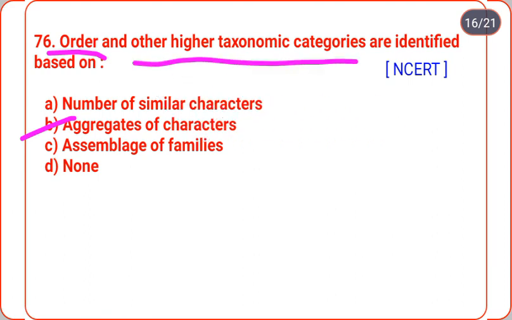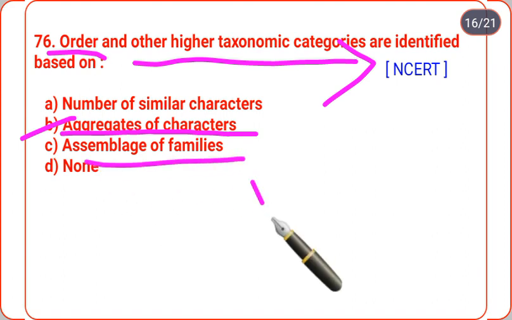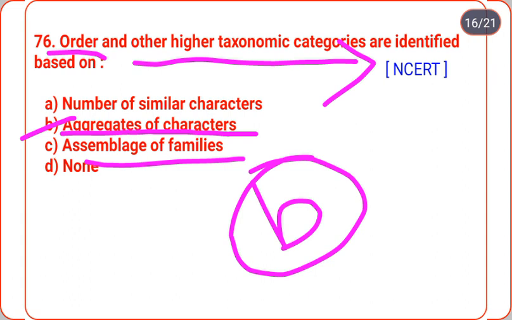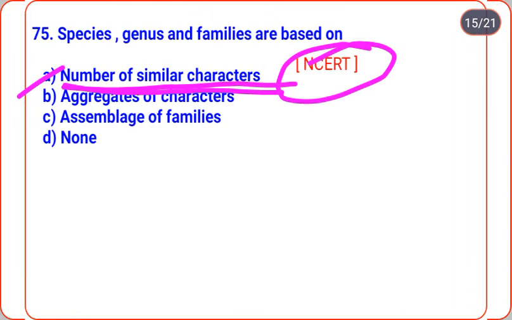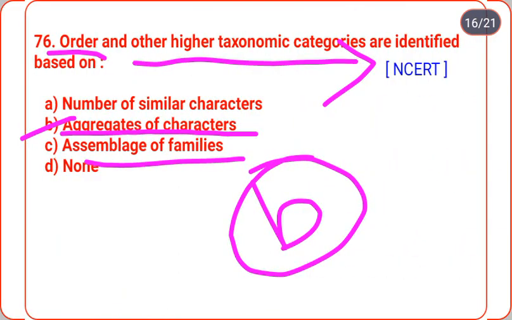Order and other higher means till the kingdom: class, order, basically phylum and division and kingdom. In case of them, categories are identified based on aggregates of characters. Okay, aggregates of characters, not number, not assemblies of family. So in this question, option B is your correct answer, and remember it. Question number 75 and question number 76 are very important and very doubtful questions. Remember it.